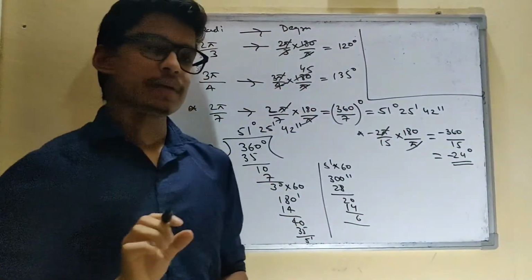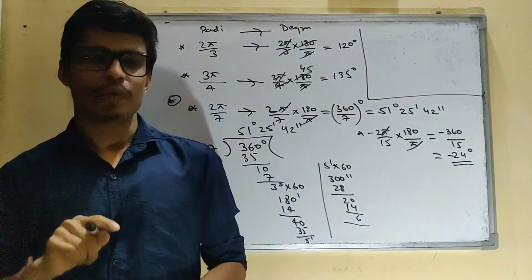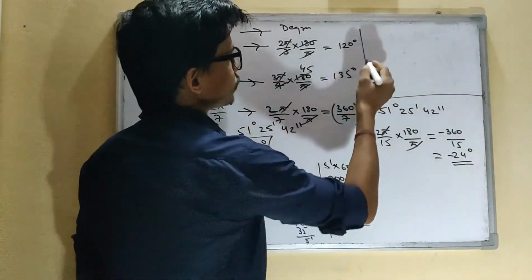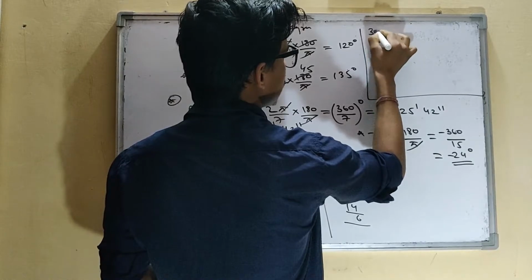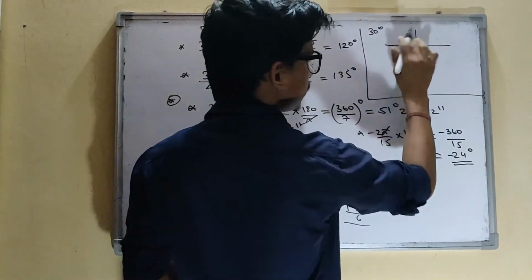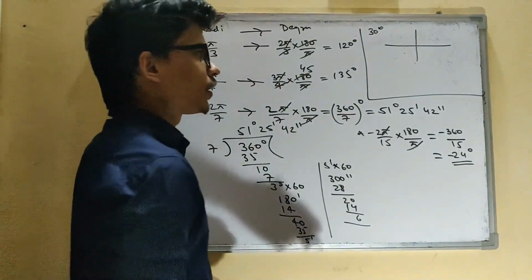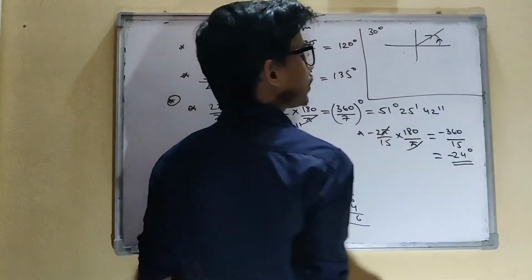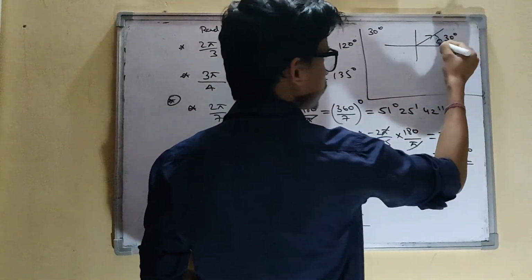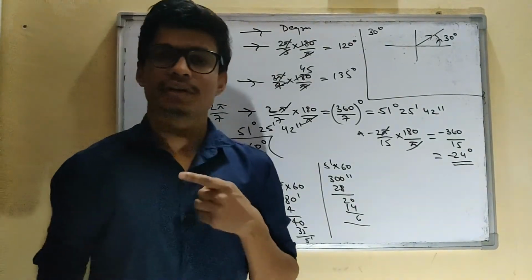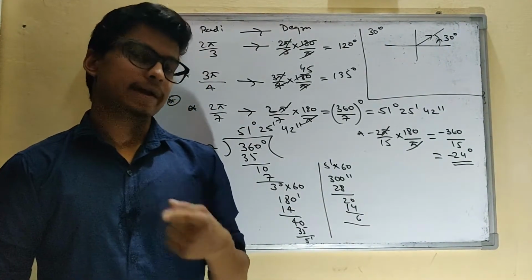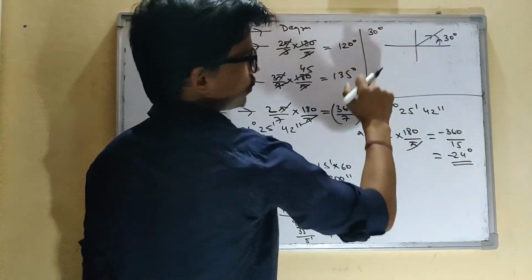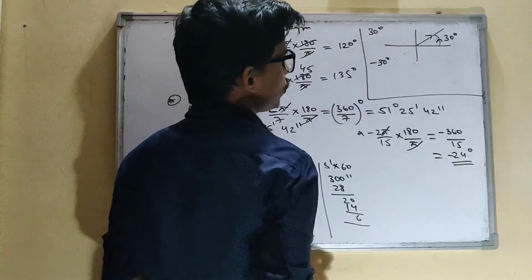Angles are measured in the anti-clockwise direction. See this, for example, 30 degree. This is your Cartesian plane. Now 30 degree is this, and we will always start from here. So this will be positive, and angles are always measured in the anti-clockwise direction. Remember it, not clockwise, anti-clockwise.